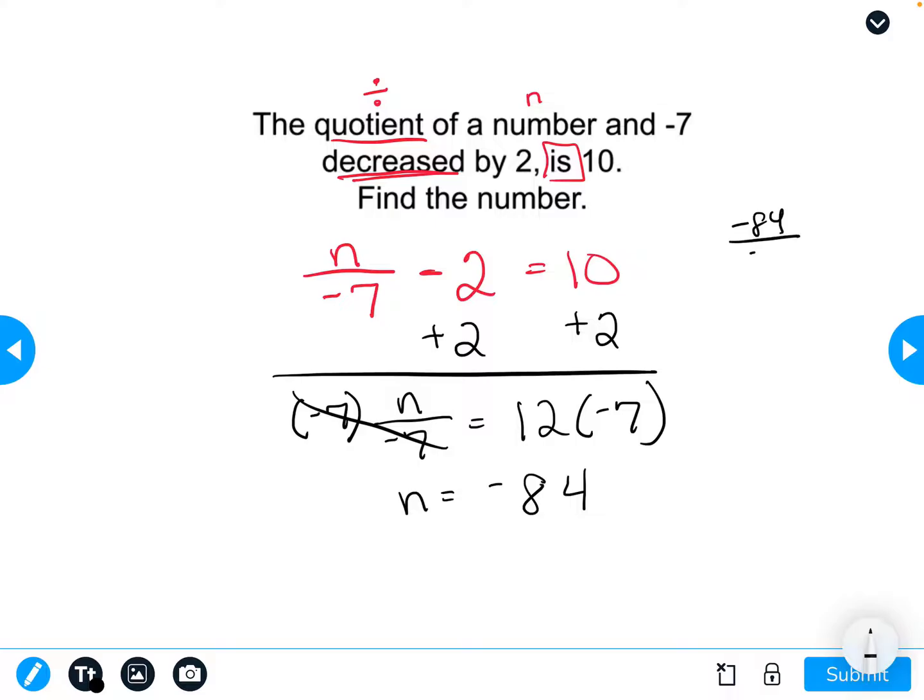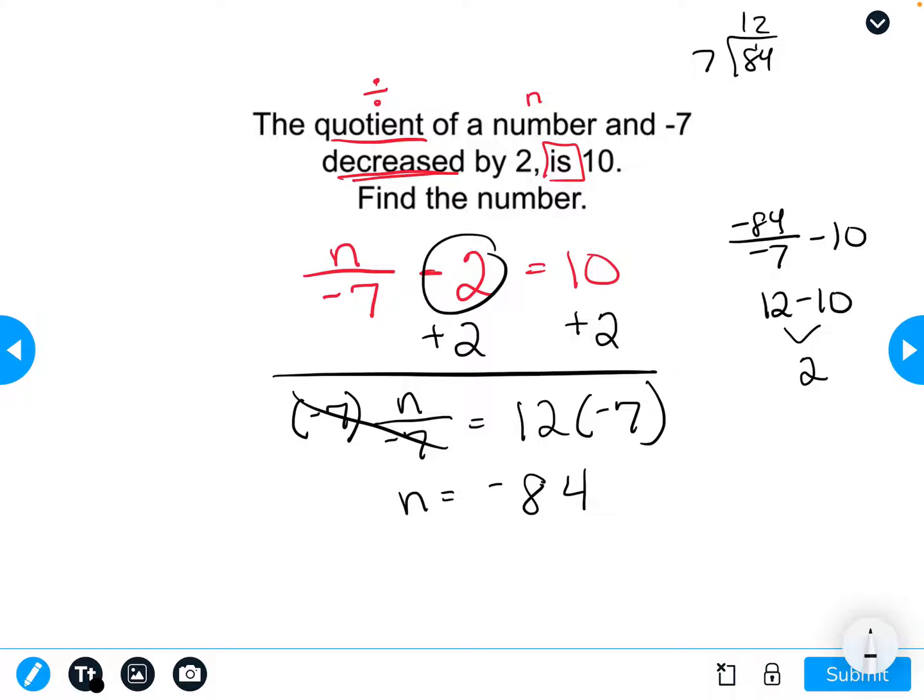Negative 84 divided by negative 7 minus 10. All right, negative 84 divided by 7. Let's do a little thing up here. That goes in once. That would be 12. Minus 10 would give me 2. I'm not looking for, oh, I know what I did wrong.